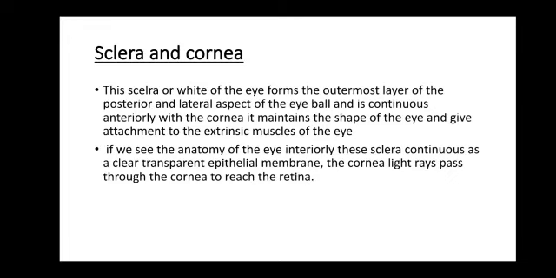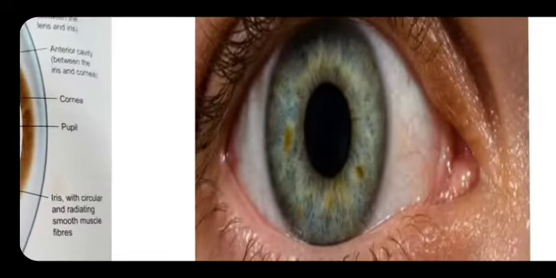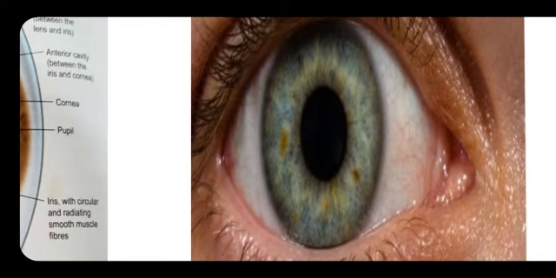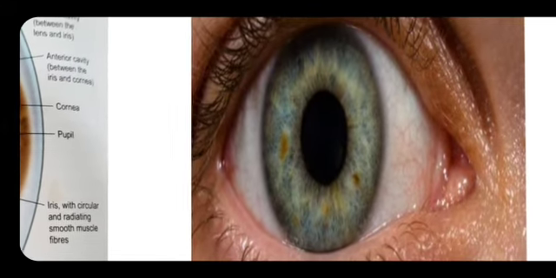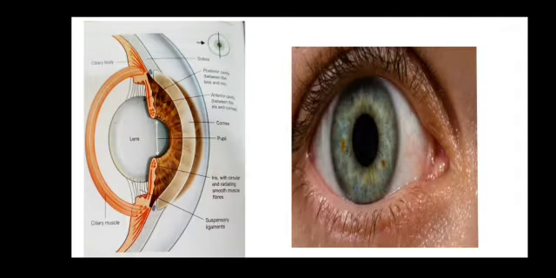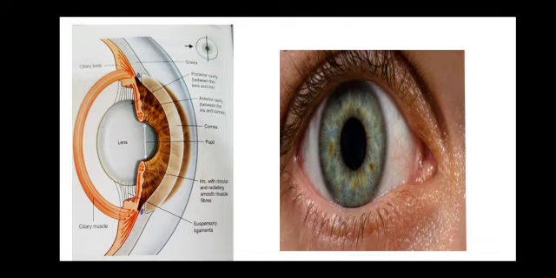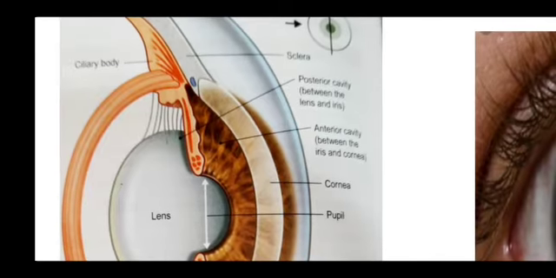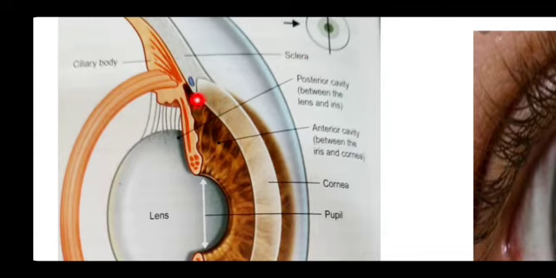What is sclera? Let me show you here. The part which you see in white color in the eye is called sclera. Now you can easily remember what sclera is, right? And the sclera continues with the cornea. Here in this diagram you can see this is the part of sclera, here sclera is written and this is cornea. So sclera continues with the cornea. This you have to remember.